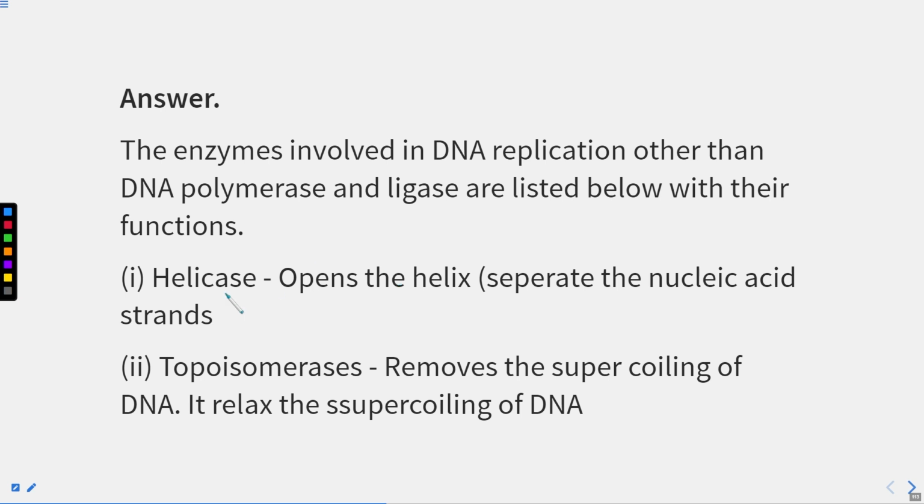Then after helicase, we have the topoisomerase enzyme. Topoisomerase comes, and what does it do? It removes the supercoiling of the DNA. This means that it relaxes the supercoiling of the DNA. So in the first step, the DNA helix opens, and in the second step, the supercoiling of the DNA is relaxed so that the nucleotides can be added.